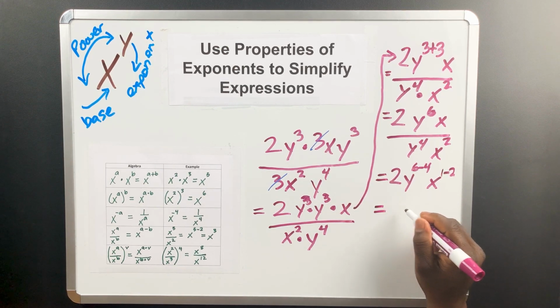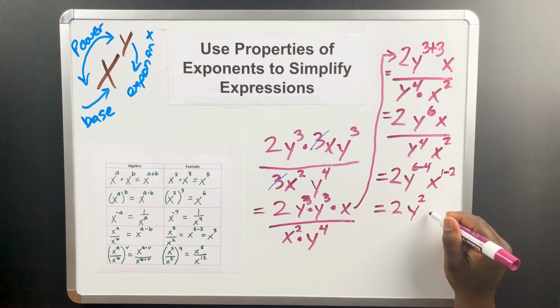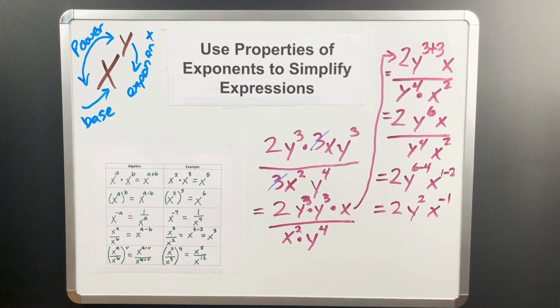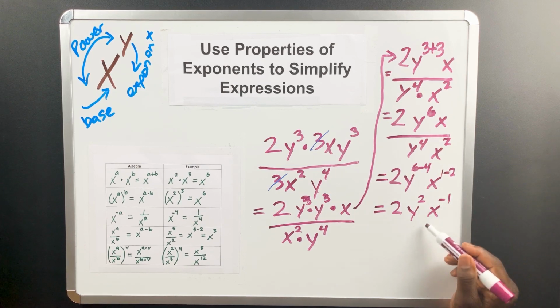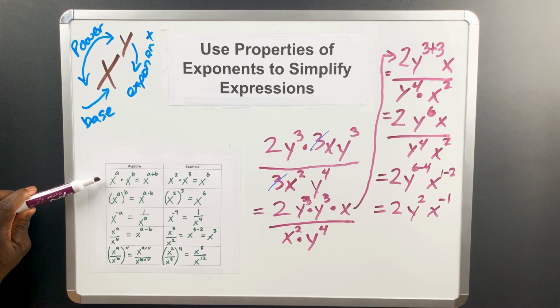So then, simplify it again. We have 2 times y to the 2nd power, and then we have times x to the -1. Now, we're almost there. But notice this exponential expression is not simplified whenever you have a negative exponent. So we need to rewrite this without having the negative exponent. Can you find that property?